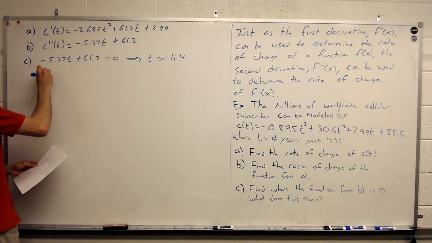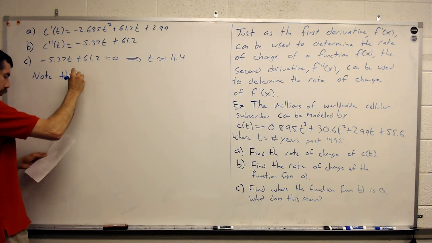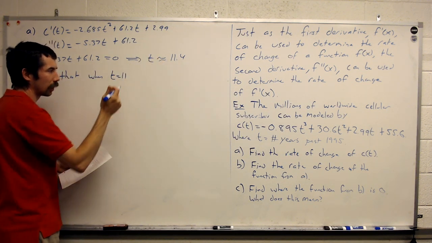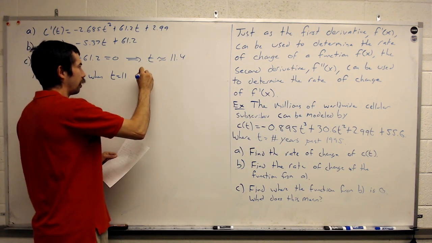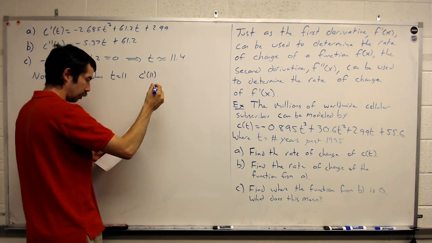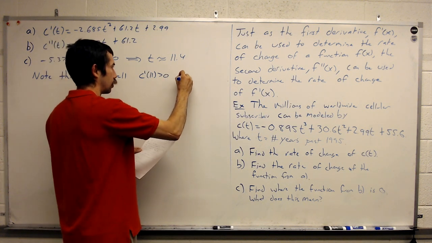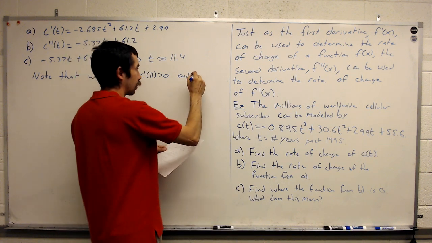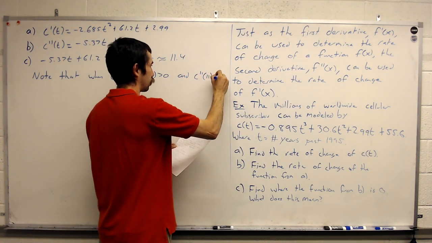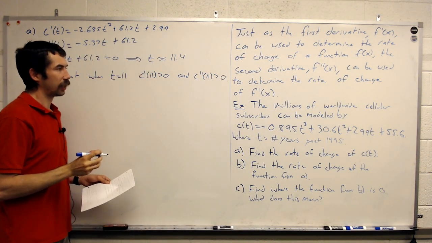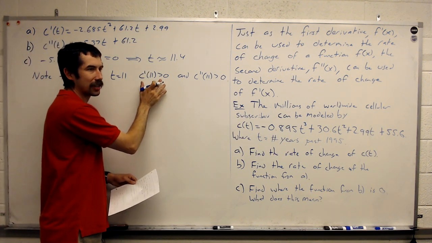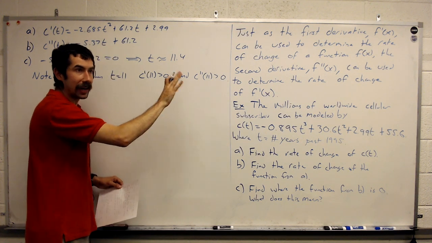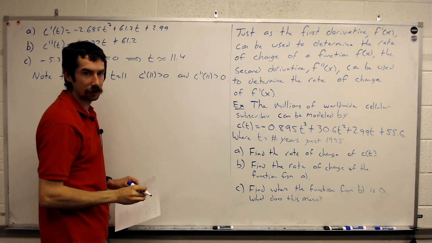So note that when t is 11, so right before 11.4, our derivative is positive. So that means the number of subscribers is increasing, and the second derivative is positive. So the number of subscribers is increasing at an increasing rate. So each year it's increasing by more and more.